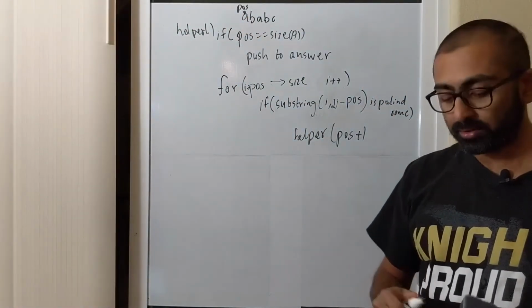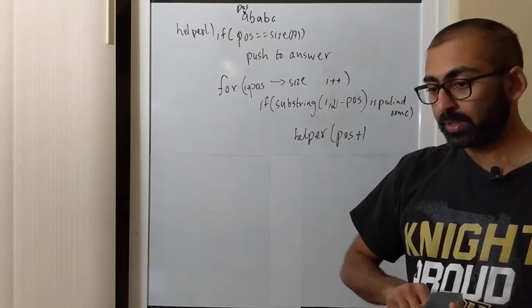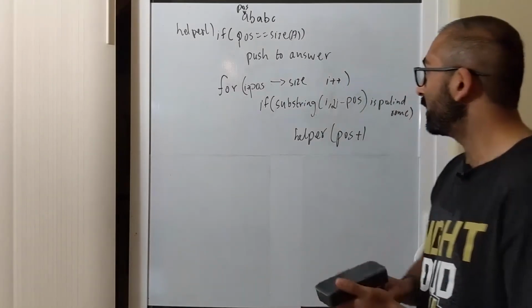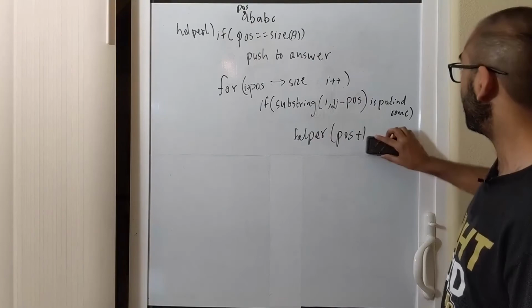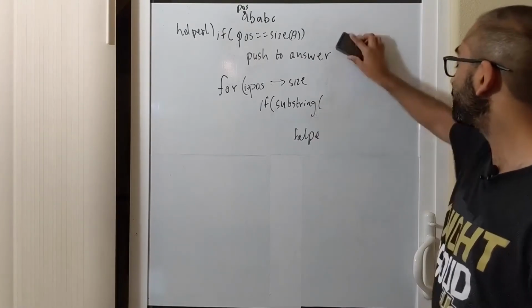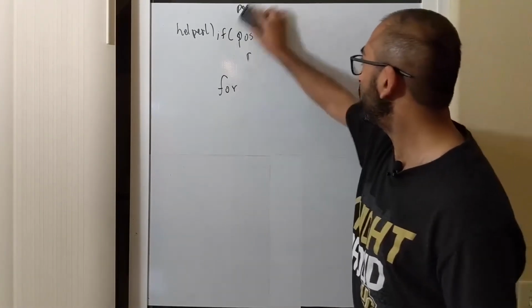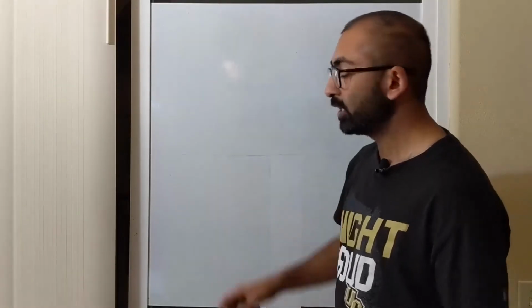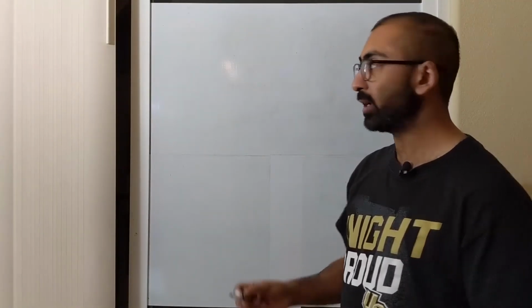This is a medium question on Leetcode. It took me a while to understand and be able to explain this to you. Now, if you were given a simple question to just find all the palindromes in a string, that would be a pretty straightforward problem, right?